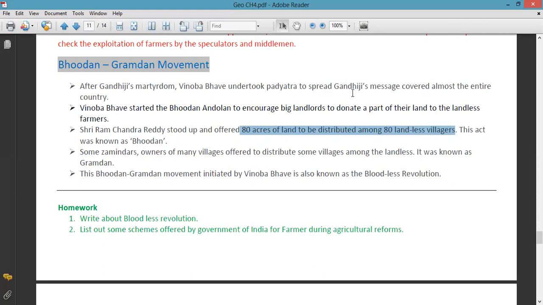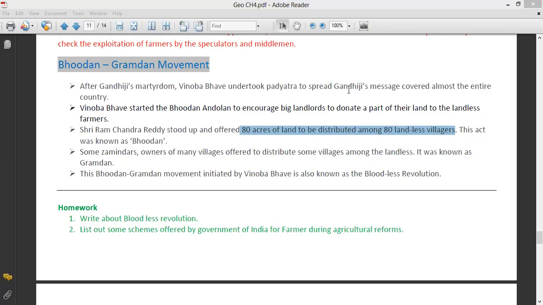Time up. I took an extra 5 minutes. Sir, really, who killed Gandhiji, sir? What? Who killed Gandhiji? Godse. Okay. Regarding that, we will talk later. Regarding Godse, we will discuss later.